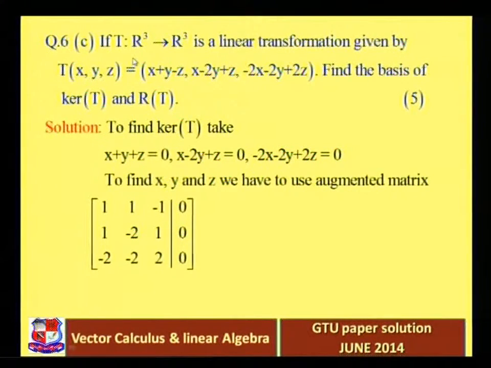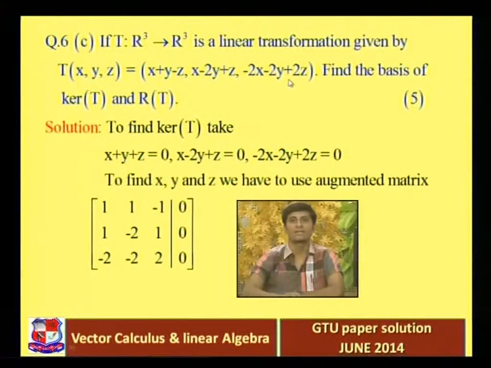Next question, question 6c. If T from R3 to R3 is a linear transformation given by T of (x, y, z) equal to (x plus y minus z, x minus 2y plus z, minus 2x minus 2y plus 2z), find the basis of kernel of T and range of T. This question was asked for 5 marks.